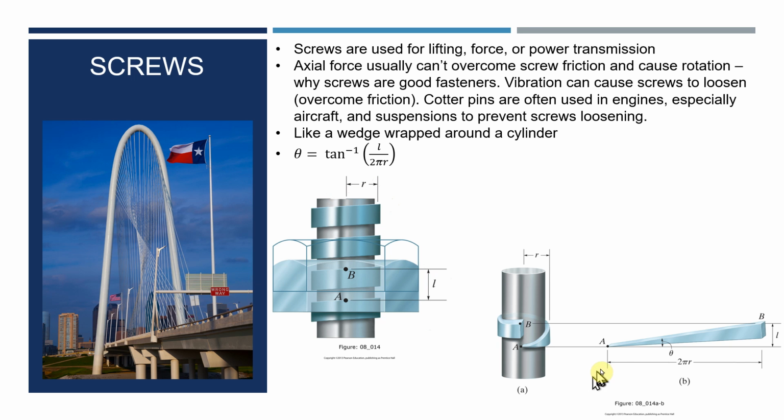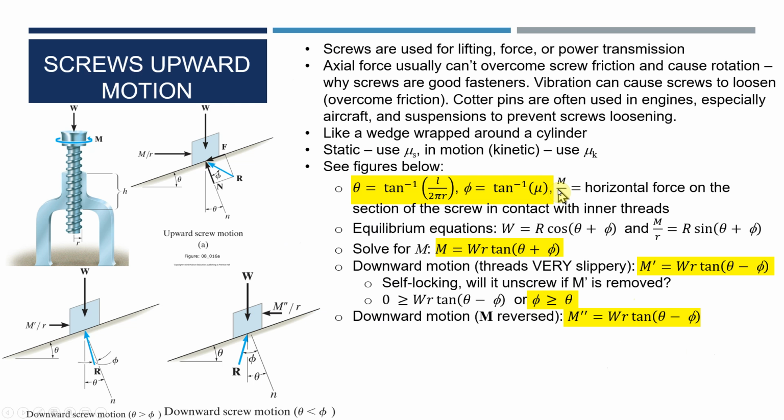So you can take 2 pi r as being the total distance traveled. To find the angle of the inclined plane, you can take the distance 2 pi r and the rise to be L. So the arctangent of L over 2 pi r will give you theta. And that's what this expresses right here.